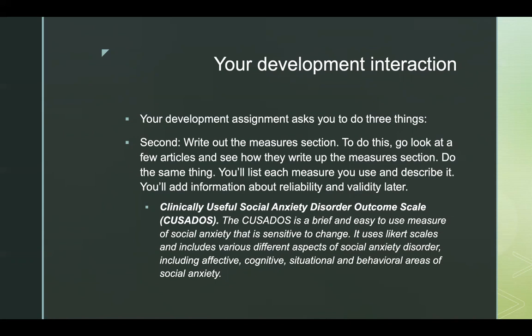You're going to add information about reliability and validity for each measure later. We'll talk about what those are in the future. But for now, write out the description of each questionnaire that you're using. If you're only using one, that's fine. If you're using more than one, then you need to list each one and write out the description. And you can see the example here.